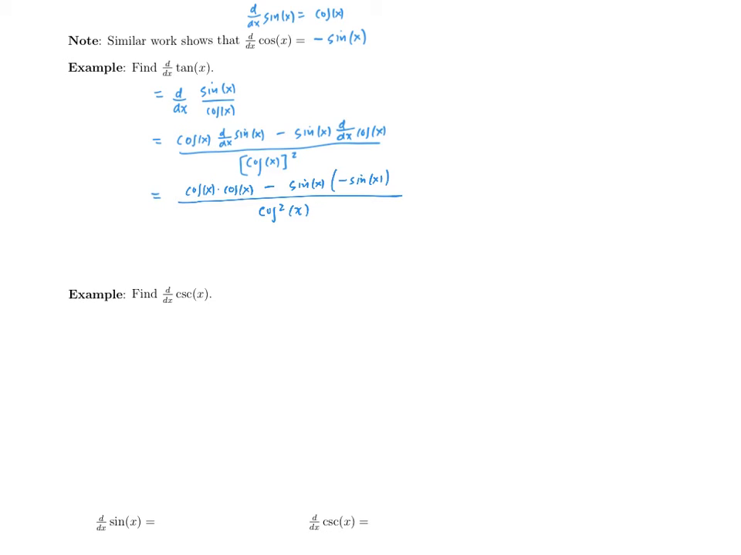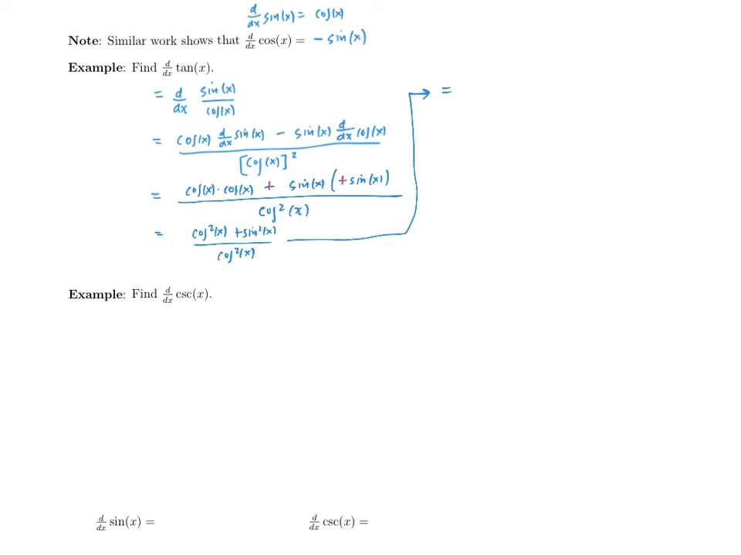So note immediately here, the minus a minus becomes a plus. And in the top, we have cosine squared plus sine squared, all divided by cosine squared. And if we were simply looking for the derivative, we would stop.